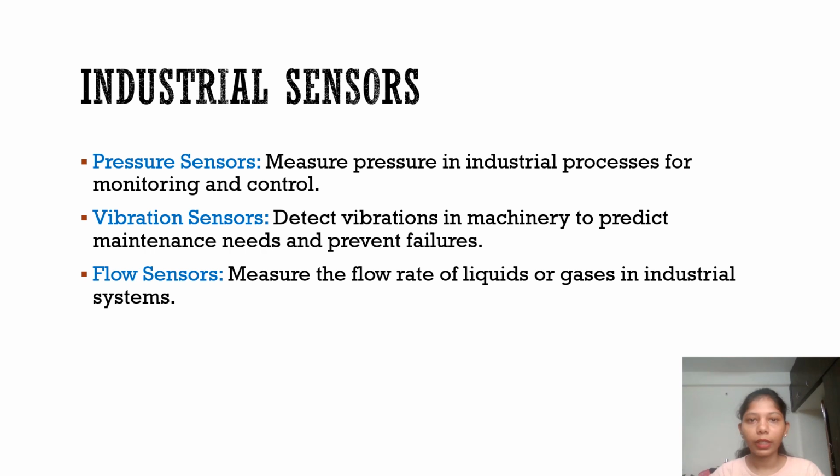Then next, industrial sensors. In this we have pressure sensors, vibration sensors, and flow sensors. Pressure sensors measure pressure in industrial processes for monitoring and control. Vibration sensors detect vibrations in machines to predict maintenance needs and prevent failures. Flow sensors measure the flow rate of liquids or gases in industrial systems.